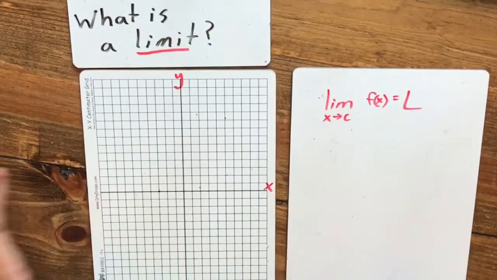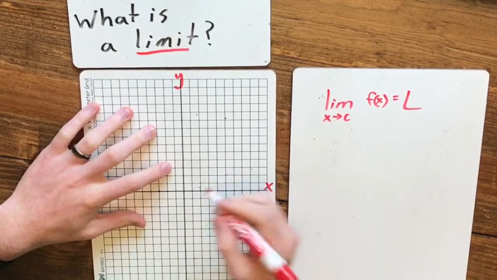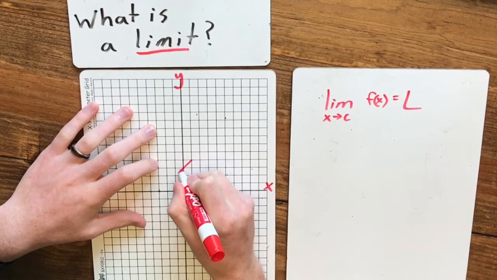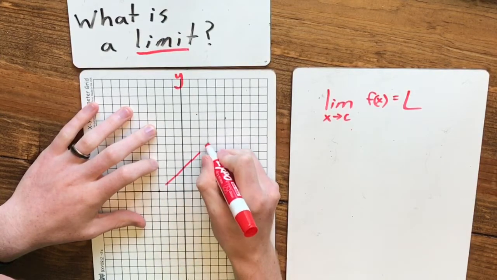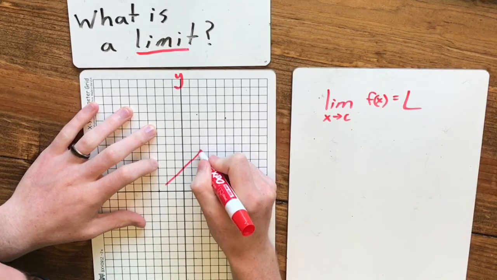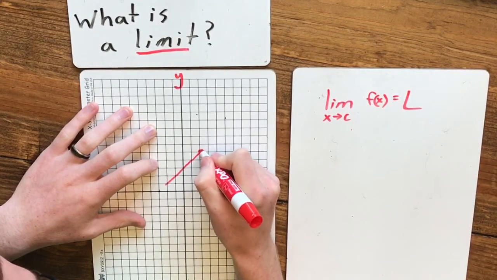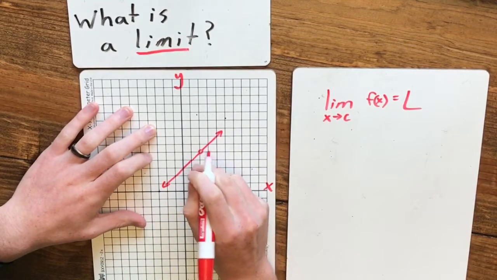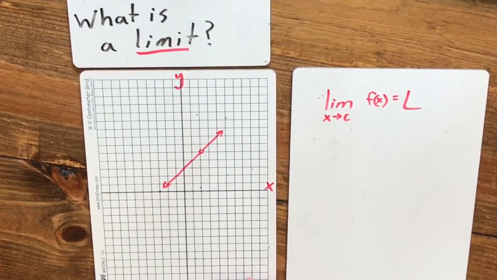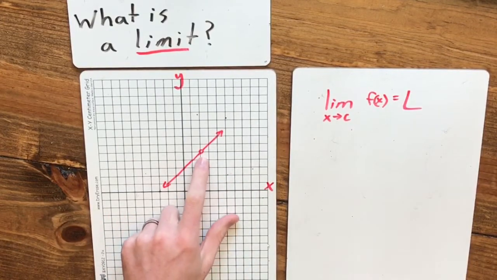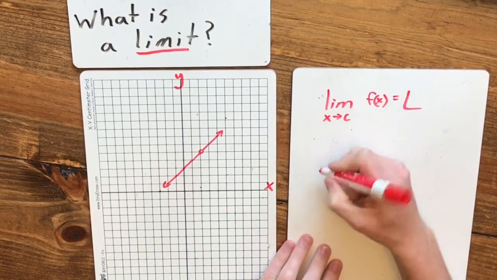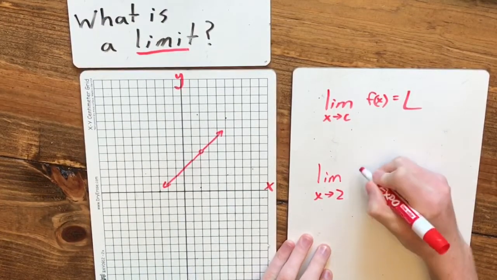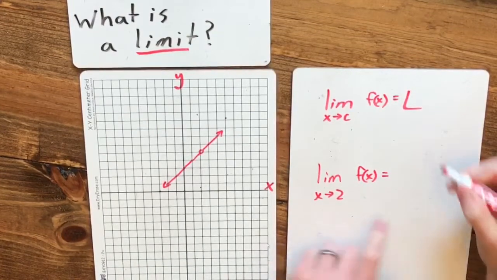So let's look at a graph for a second. All right, so let's look at this function. It looks very linear, but there is a hole right there. And what if we say, well, what is the limit as x approaches 2 for f of x? What is the limit?